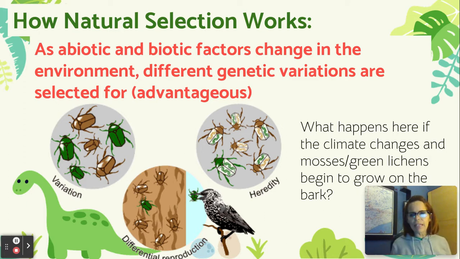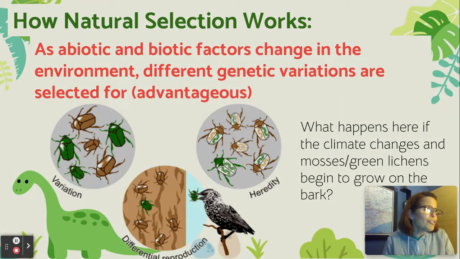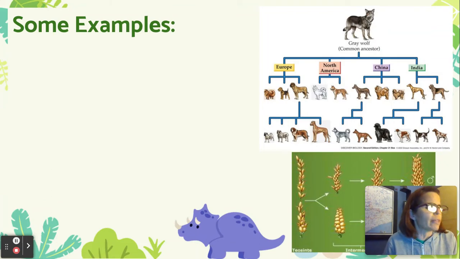It's not that being green is always bad. It's just that in this situation, being green is bad. If the climate changes, then being green could be advantageous. So it's good for a species to be diverse. That makes them more resilient and better able to respond when there are changes in the environment. The individual doesn't respond, the species responds as a whole. The individual is just born with the traits that they're born with.